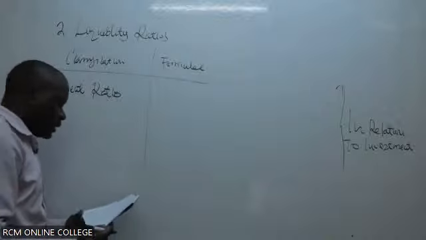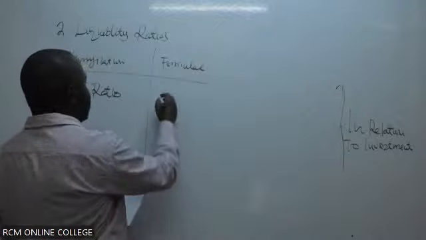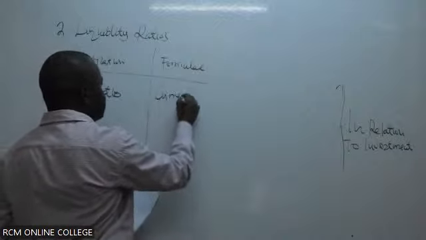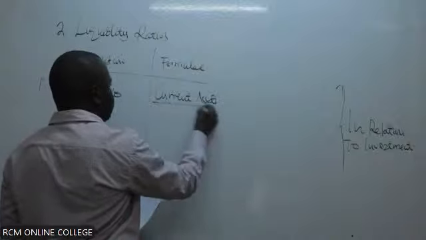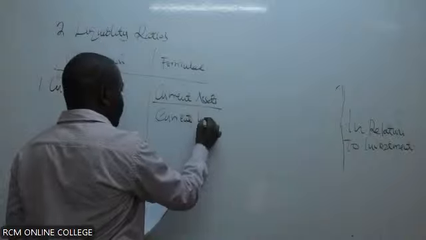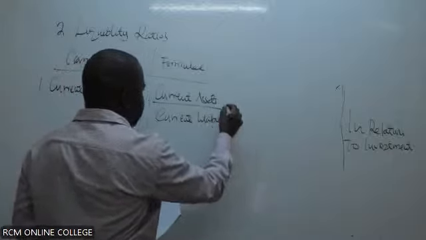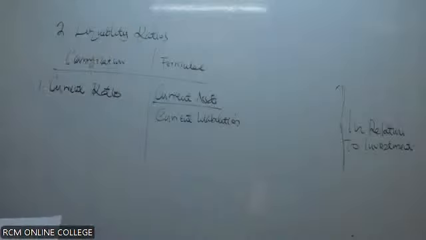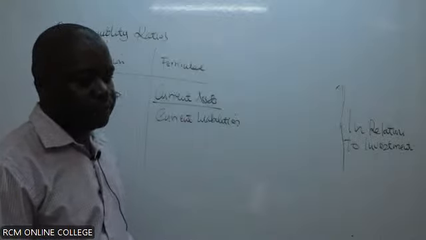For the current ratio here, the formula is the current assets, you divide by the current liabilities. So the current assets divided by the current liabilities. It is not expressed in a percent.